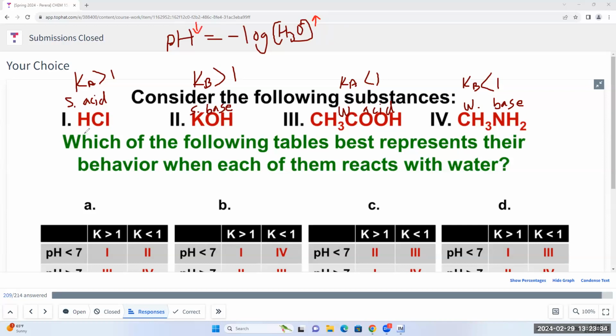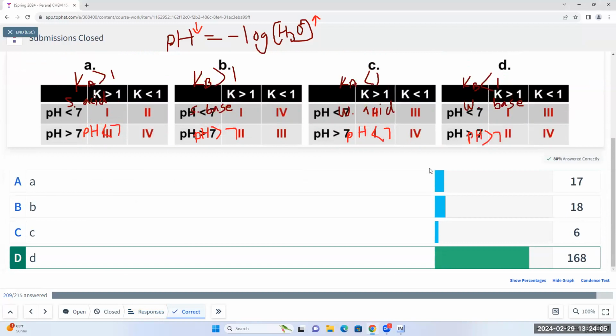So for acids, the pH must be less than 7, okay? For bases, it's the other way around. It decreases H3O plus concentration, therefore pH must increase. Therefore, for bases, pH must be greater than 7. So pH is less than 7 for acids, pH is greater than 7 for bases. That's it. That's all we need, and that is satisfied by table D, I think, and that's why most of us selected option D.